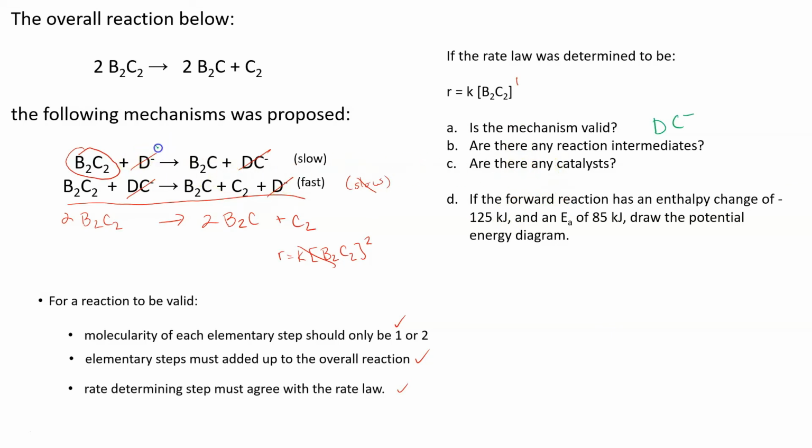Well, we can see that D- is consumed in my first reaction. It's not in my overall reaction, but it's produced again later on in my reaction mechanism. So as a result, D- is a catalyst. Catalysts are consumed in one step of the reaction mechanism, but then released in a later step. So now we have to draw our potential energy diagram for this reaction mechanism.